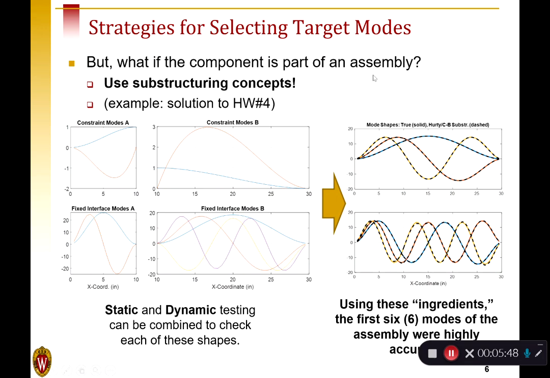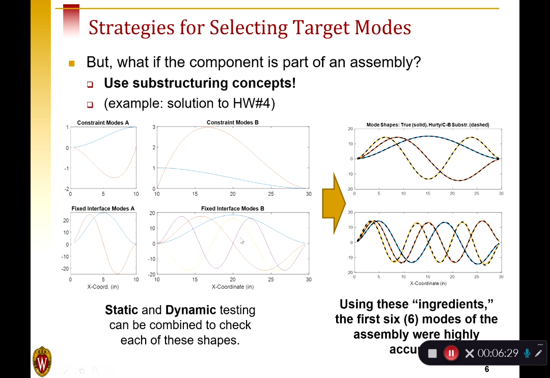Here, everything that we've covered in substructuring is really handy. If you recall on homework 4, we were assembling two beams together, two cantilever beams at their free end. And we found that using two constraint modes in each and a few fixed interface modes in each, we were able to accurately estimate the first 6 modes of the assembled system. So using this, we know that a highly accurate model for this system is just one that includes these ingredients, and we don't need any more.